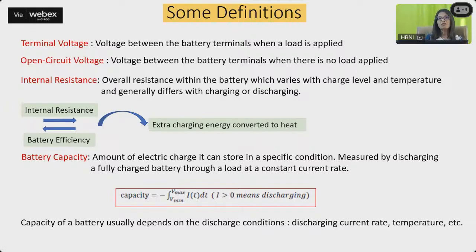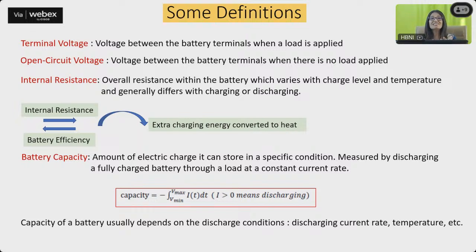So now we come to a few definitions. One is terminal voltage. What is terminal voltage? Terminal voltage is the voltage between battery terminals when you have a load applied to it. What is open circuit voltage? Voltage between the battery terminals when there is no load applied. So when I say open circuit, no load. When I say terminal voltage, there is a load.